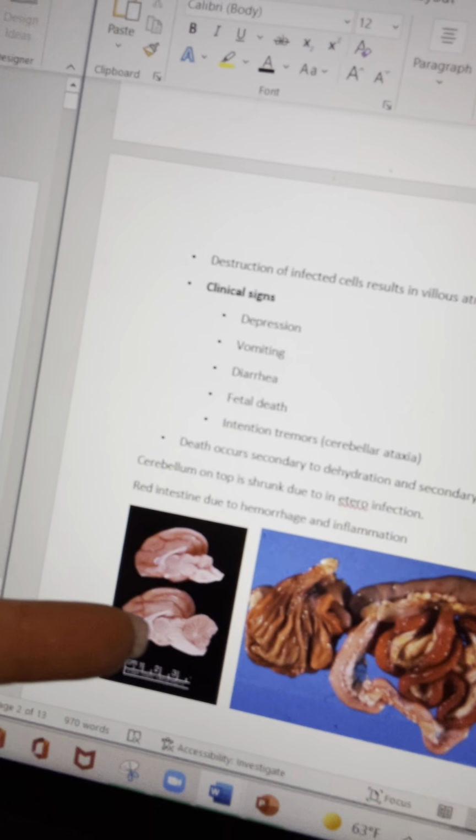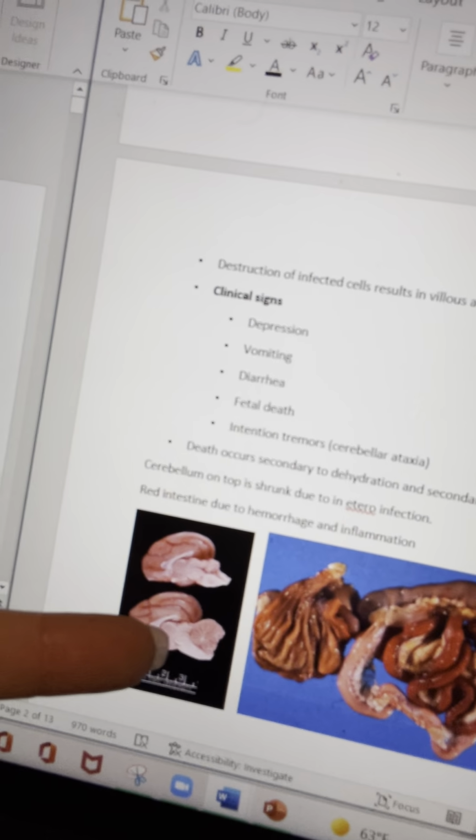So clinical signs for feline panleukopenia are depression, vomiting, diarrhea, fetal death, and intention tremors, so cerebellar ataxia. And death occurs secondary to dehydration and secondary infections. So here we have a regular cerebellum, and then we have a really shrunken one, and this is due to in utero infection. And here we have red intestine due to hemorrhage and inflammation.